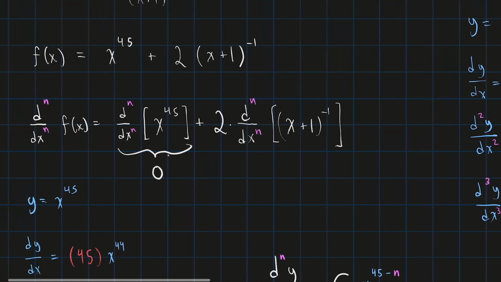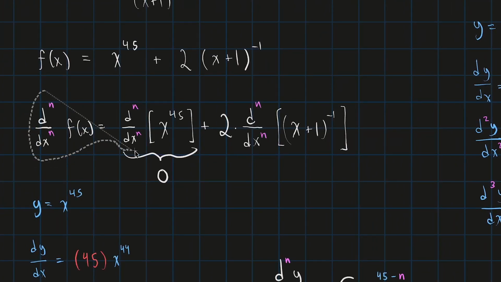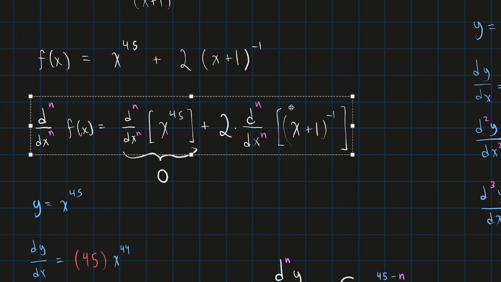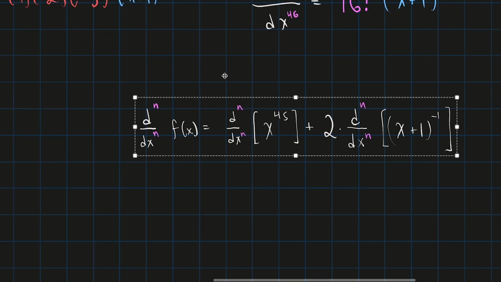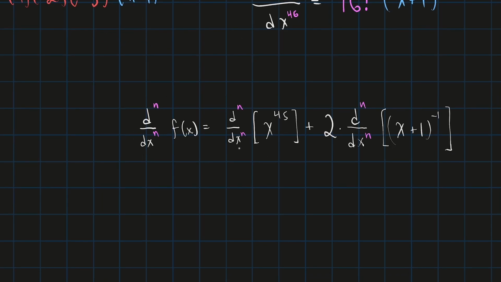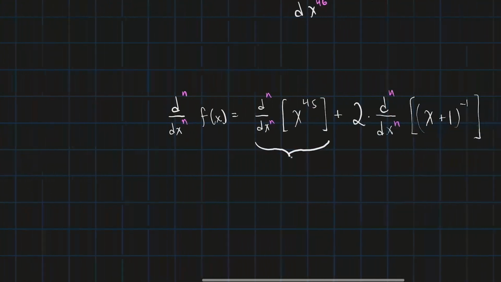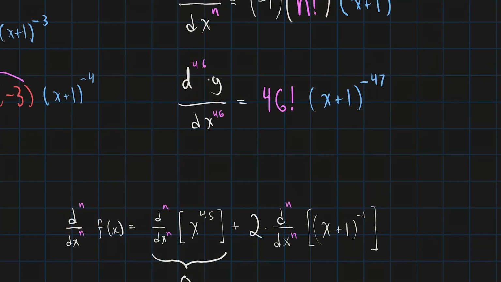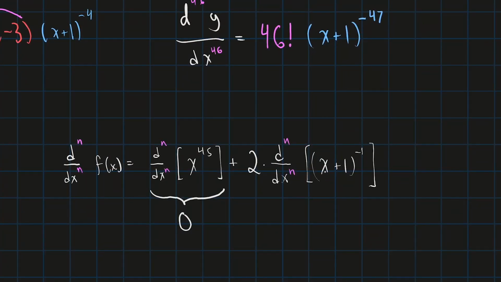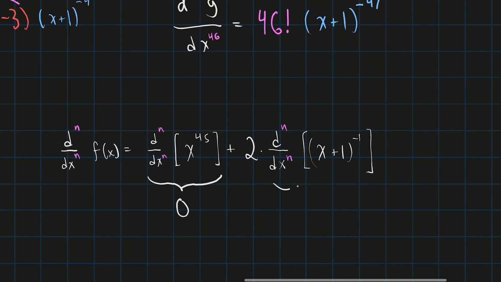Actually, let me copy and paste this entire thing here so I have some room. So we got from our little exercise over here that the 46th derivative of x to the 45 is just 0. And we got from over here that the 46th derivative of x plus 1 to the power of -1 is 46 factorial times x plus 1 to the power of -47.